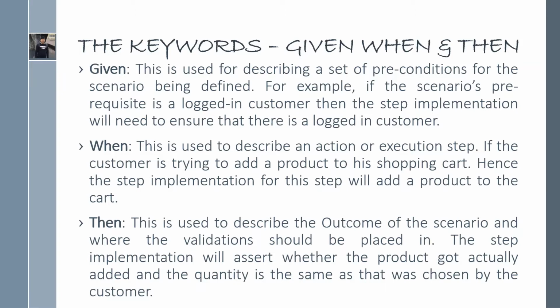When is used to describe an action or execution step. If the customer is trying to add a product to the cart, then the step implementation for this step will add the product to the cart. And then is used to describe the outcome of the scenario and where the validation should be placed. The step implementation will assert whether the product actually got added and the quantity is the same as that chosen by the customer.